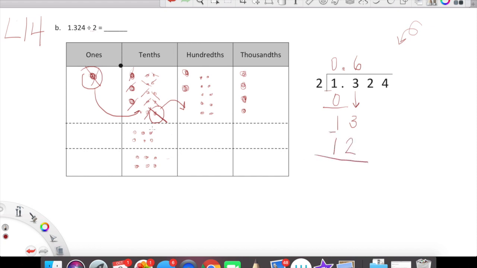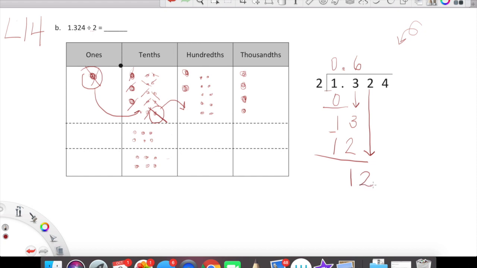We used 12 tenths in these two equal groups. And now we're going to look at the difference between 13 and 12. The difference between 13 and 12 is 1. Just like we had 1 tenth left over before we moved it over to hundredths. Pretty cool stuff. Now what we're going to do is drop our 2 down.